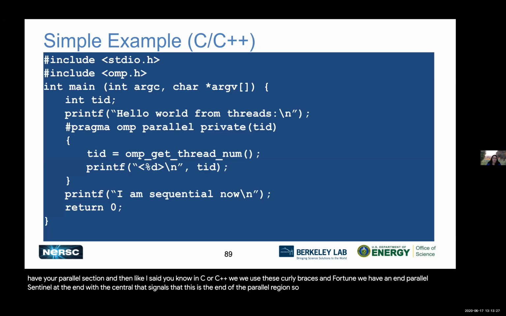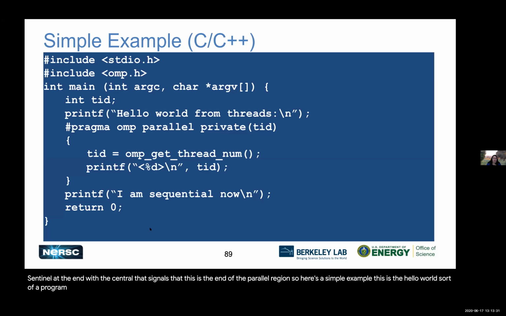Okay, so here's a simple example. This is a hello world sort of a program. Here's what happens. So we include our OMP.h. This is our header file for the OpenMP functions. And we have an integer variable that we define, and it's for the thread ID. And it says hello world from threads.